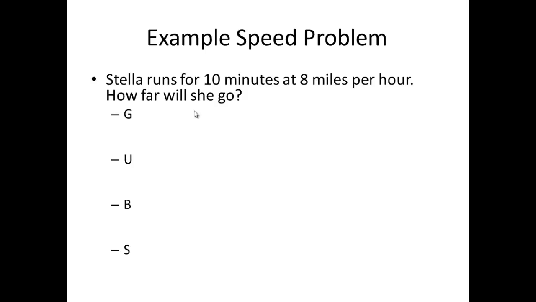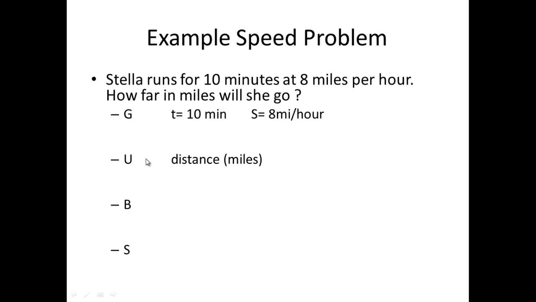In this problem, we have two givens: the time that she was running for, represented by t, and how fast she was running, so our speed, 8 miles per hour. And we're asking how far she'll go. So our unknown is our distance. And it says how far in miles. So we always want to make sure that we keep our units with our unknown so we have something to double check back to at the end when we have our answer.